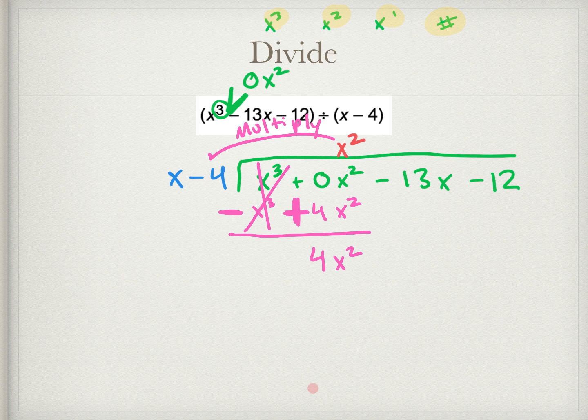What's next? Divide by x. 4x squared divided by x. So what's 4x squared divided by x? 4x. On top of the 13x, because we keep all of our degrees in order. Then we multiply. So everything up top gets multiplied to what's out front. So 4x times x is 4x squared. What's 4x times negative 4? Negative 16x.